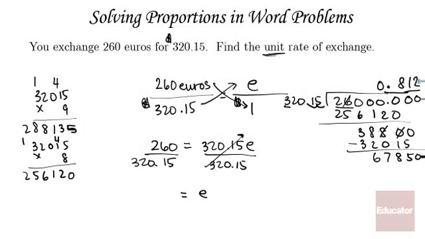So at that point, we could stop, and we could say the euros per dollar is 0.812. So for every $1, the exchange rate is 0.812 euros. So not even quite €1, which if we come back to our original ratio makes sense because $320.15 is more than the amount of euros that you get. So you don't get 1 full euro for every $1.